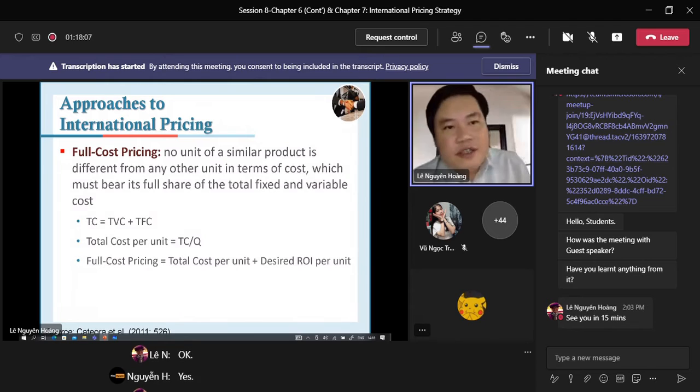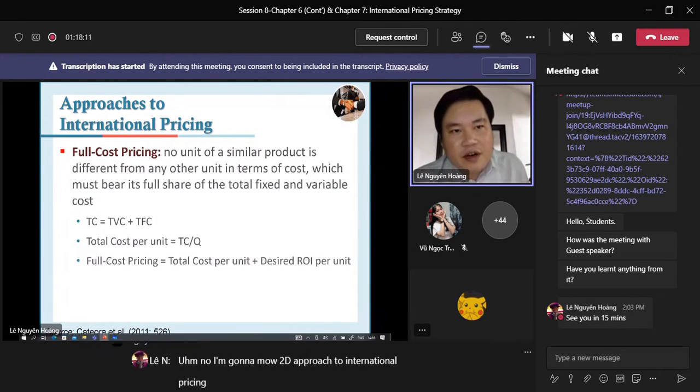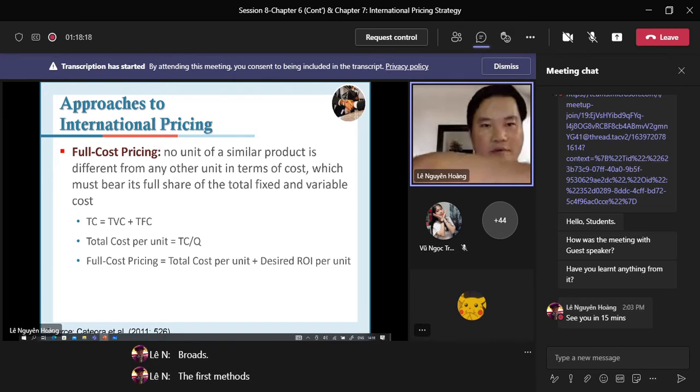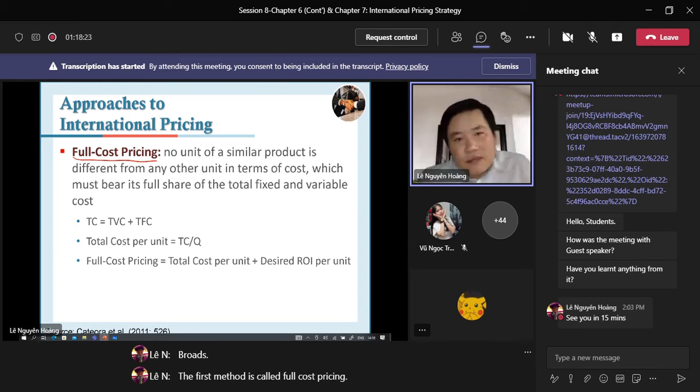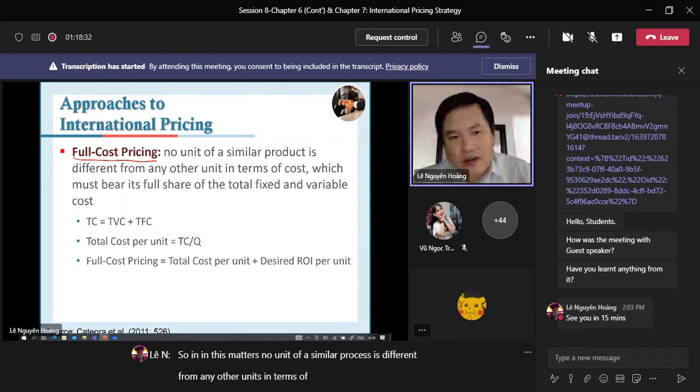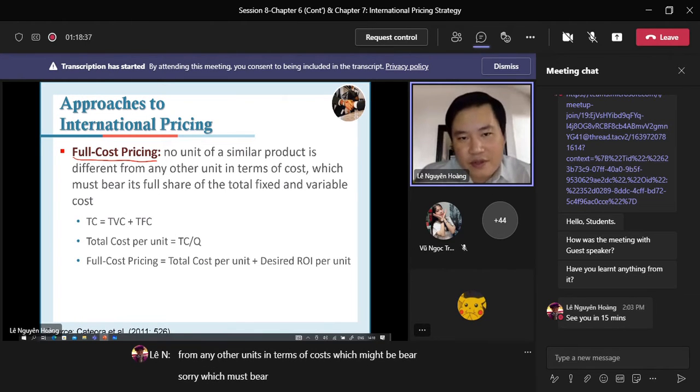Now I'm going to move to the approach to international pricing. We have different approaches for pricing our final products. The first method is called full cost pricing. In this method, no unit of a similar product is different from any other unit in terms of cost, which must bear its full share of the total fixed and variable cost.